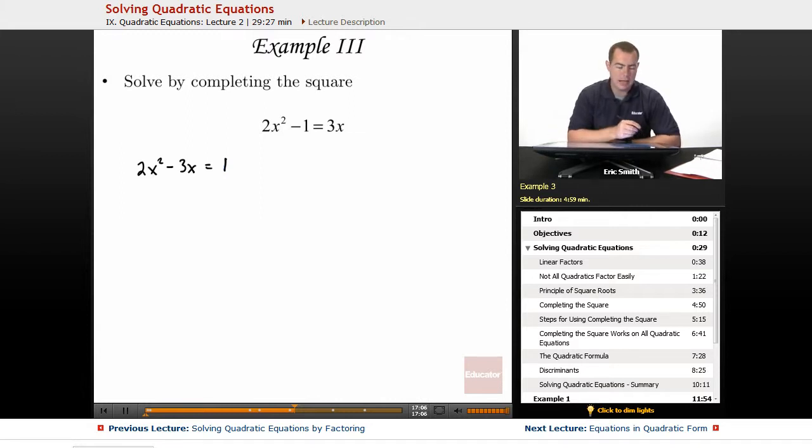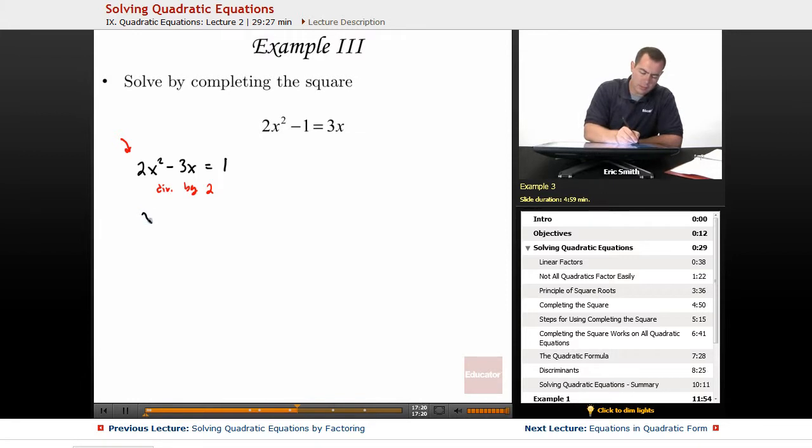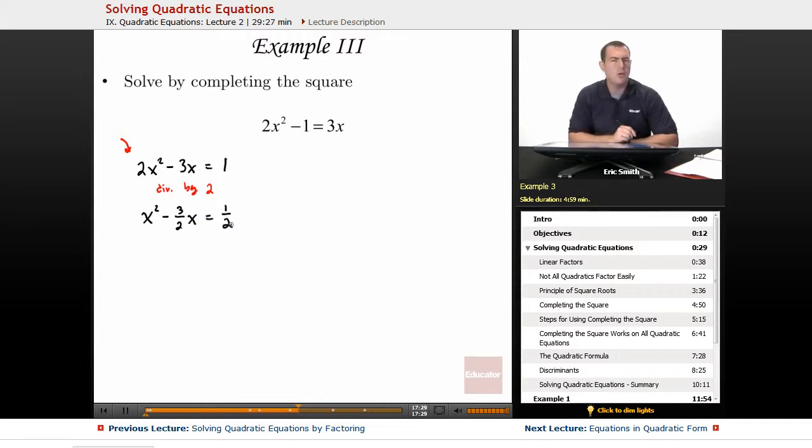Now I need to check my x squared term to see if it's 1. And it looks like this one's a 2, so I need to divide everything by 2. That will give us x squared minus 3 halves x equals 1 half. Notice how we now have a lot more fractions showing up. We haven't done the method wrong, it's just what the numbers turn out to be.